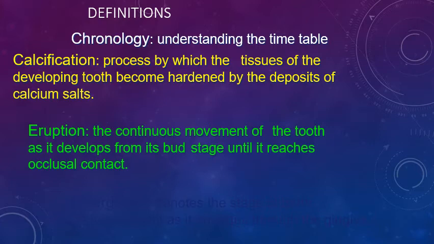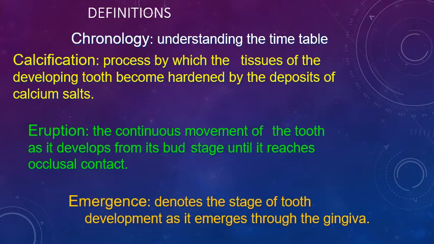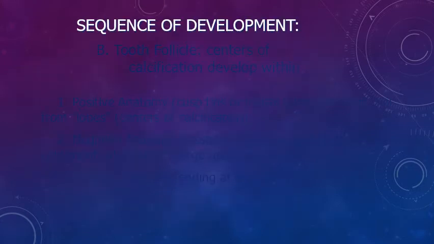So eruption takes place throughout life, and that is why it is known as a lifelong phenomenon. While emergence only denotes the stage of tooth development as it emerges through the gingiva. So as it comes out from the gingiva, this is known as emergence. Although these terminologies are used interchangeably, they actually show that we are dealing with two different phenomena. So now we'll talk a little bit about the sequence of development.